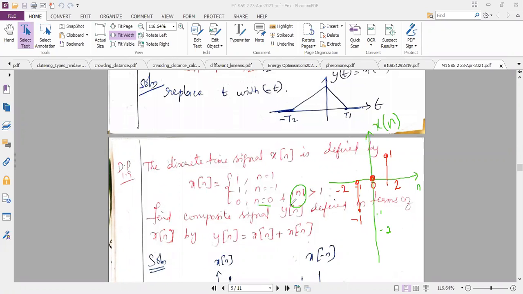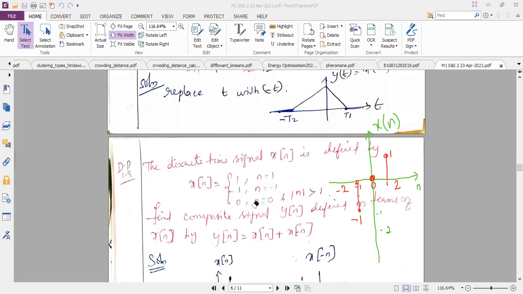The question is, find the composite signal y of n defined in terms of x of n by, so composite signal means what I'm supposed to find, y of n is equal to x of n plus x of minus n. So I'm going to add x of n with x of minus n such that I'll be getting the composite signal y of n. So already I have drawn x of n. Now I have to draw x of minus n.